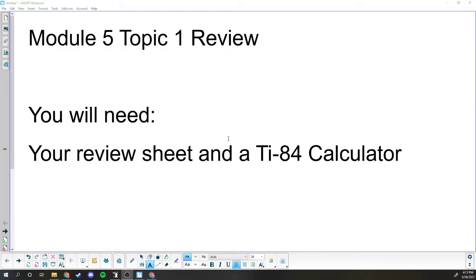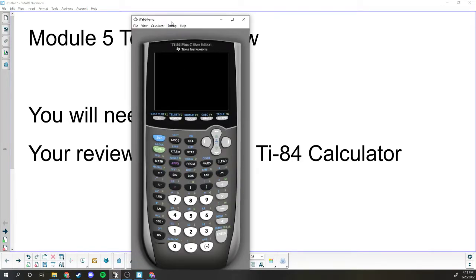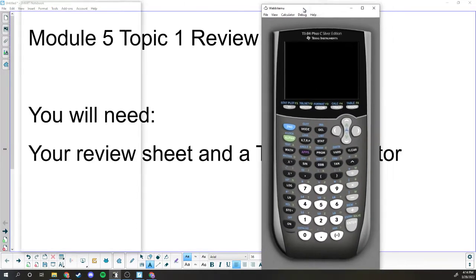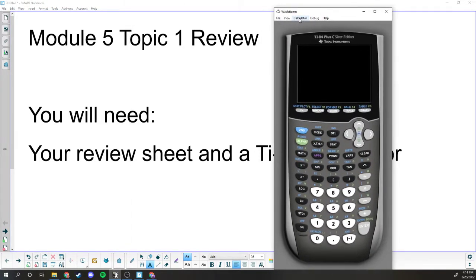Here's what you're going to need. You're going to need your review sheet. I have one on this notebook document that I'll be going through. But most importantly, you'll need a TI-84 calculator, which if you're like me on a computer is like this. So here's mine. I have one in physical as well, but this one works on the computer and it is called Wabbit Emu.